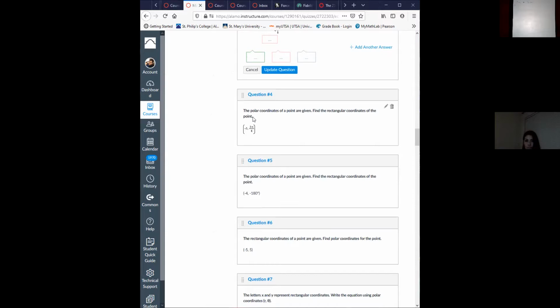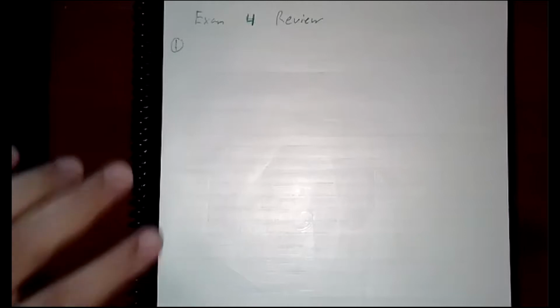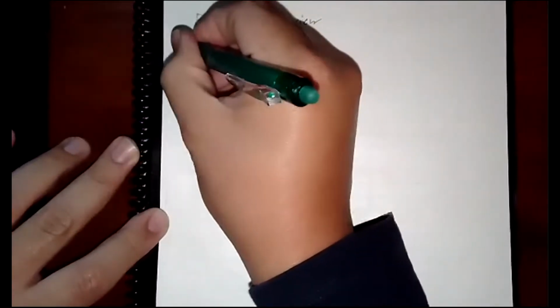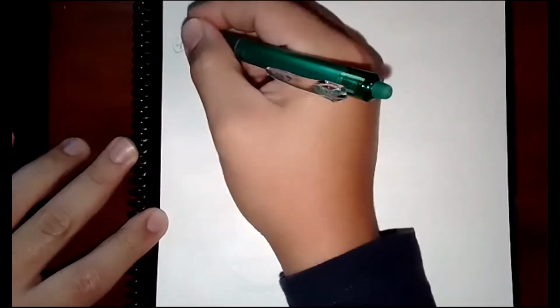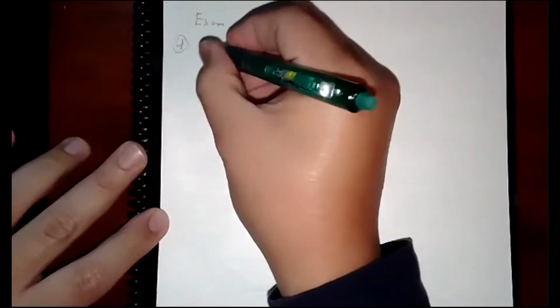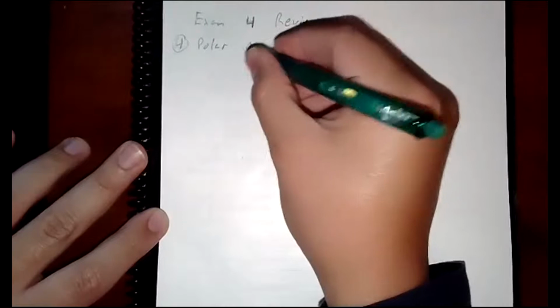Okay, let's start with number 4. The polar coordinate of a point. So this is the polar coordinate. Find the rectangular. Okay. This is stuff we've done before. So let's move on to number 4, some actual work here. So the polar coordinate is given.